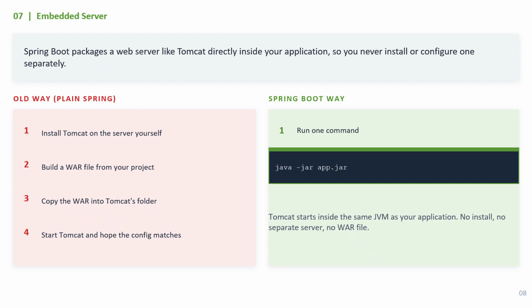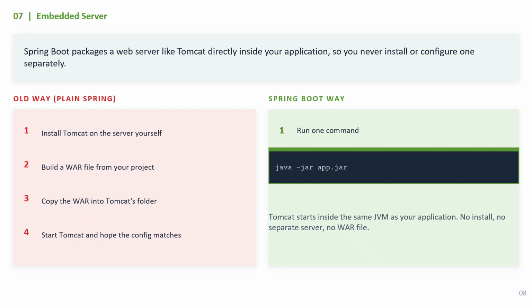In the old way, with plain Spring, you had to install Tomcat on the server yourself. Then you had to build a WAR file from your project. Then you had to copy that WAR file into Tomcat's folder. And finally, you had to start Tomcat and hope your configuration actually matched what it expected.